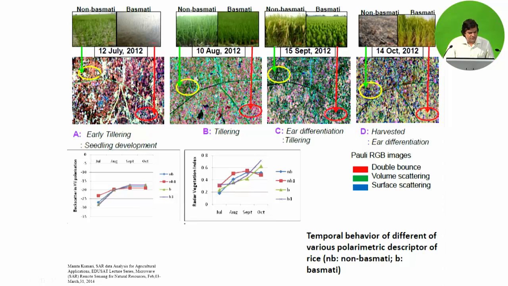Now in the first image we can clearly distinguish the locations of basmati and non-basmati, because here we are getting high scattering in comparison to the location of basmati rice, because here there are agriculture crops and here we are getting a very small amount of the crop. Now in the second stage, definitely on the basis of scattering pattern, here we are getting high volume scattering, and in the case of basmati we are getting a mixed pattern of double bounce and volume scattering.